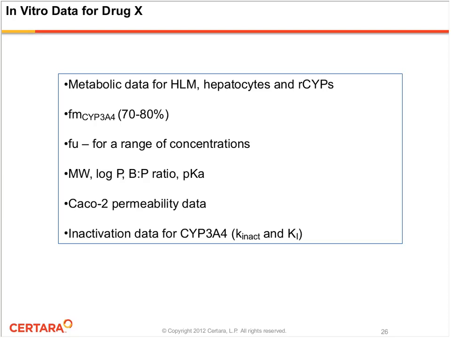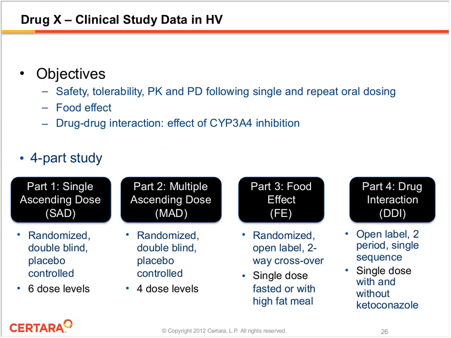Now, one of the key things that I want to mention here is that the data were very, very robust for the in vitro side of things for drug X. Very good handle on the metabolism. The data correlated well from the recombinant enzymes to HLM and hepatocytes. And I've mentioned that the FM was 70 to 80%, but actually you could bring it much closer to about 75%. So very good data.